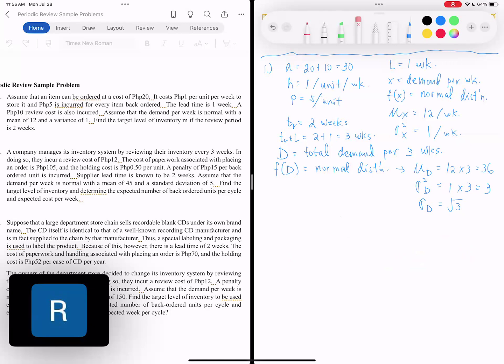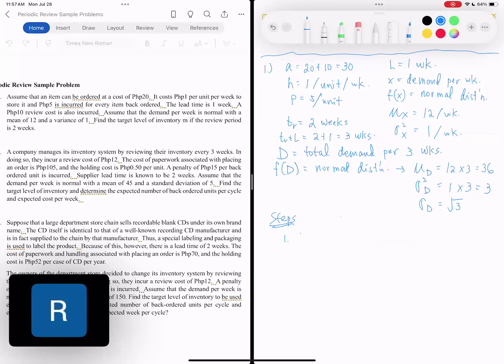Okay, so once you have written down all the given, and once you have expressed capital D, f of D, and its mean and sigma, then you're now ready to solve the problem. There are steps in solving. The first step, I'll number it, so you won't be confused. Step 1 will be to calculate the critical ratio, and you can refer to your PowerPoint.